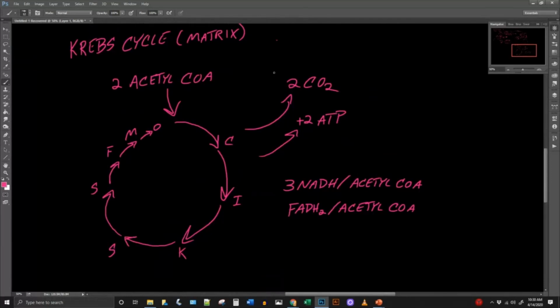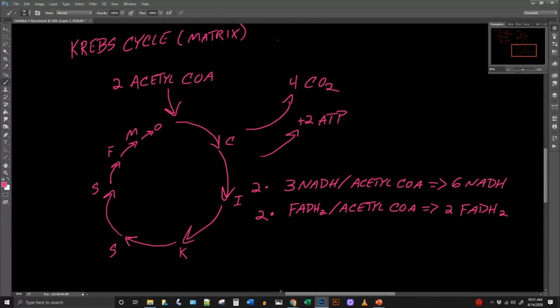Each time, we've lost some CO2, so technically, to make this totally consistent, you get 4 CO2 coming out. And since we have 2 acetyl-CoA, that's going to give us 6 NADH total, and 2 FADH2. Right? 2 times gets you that. Okay, so that's the Krebs cycle.